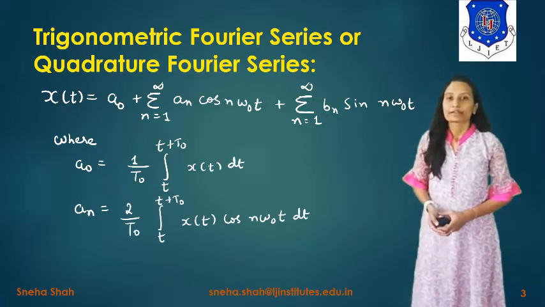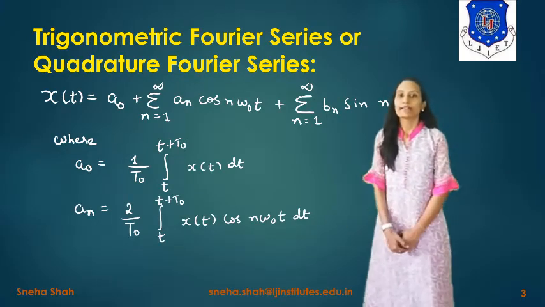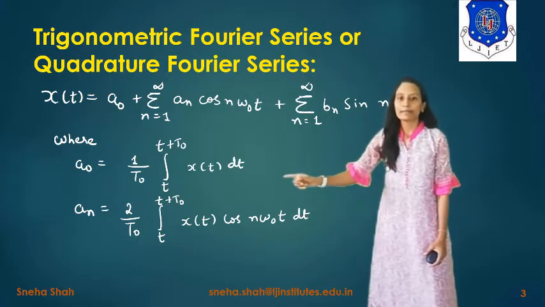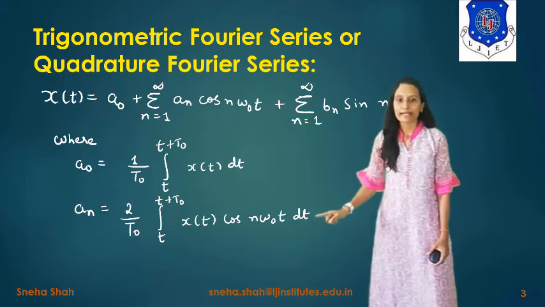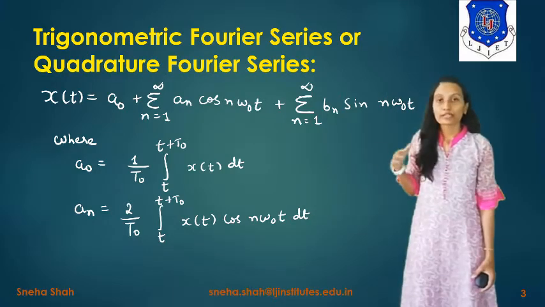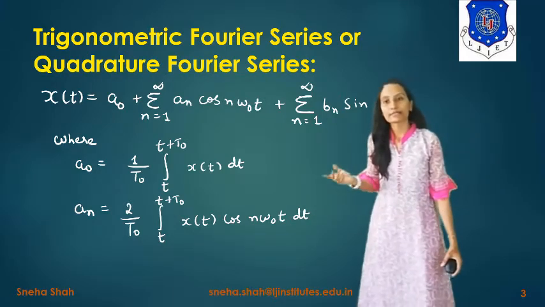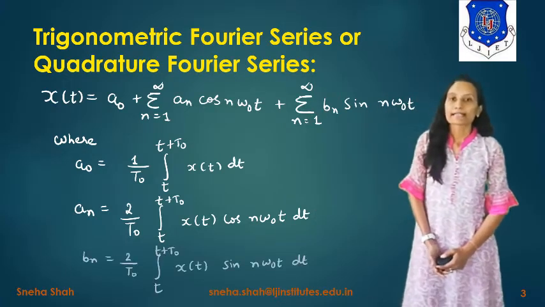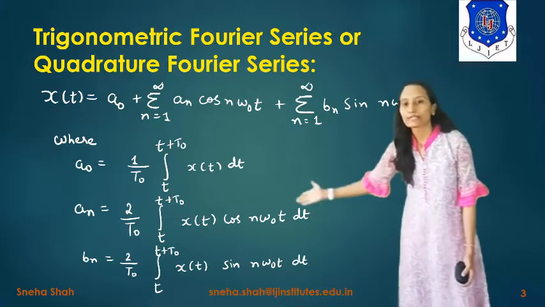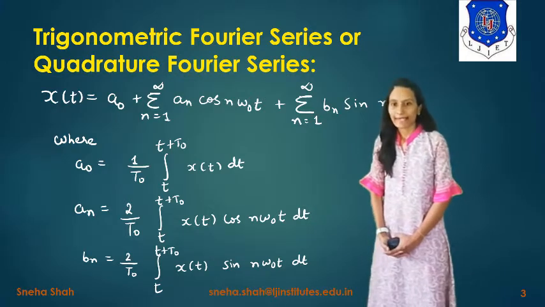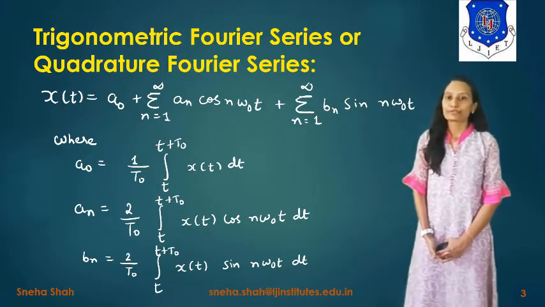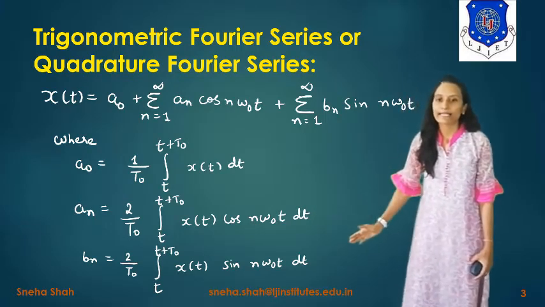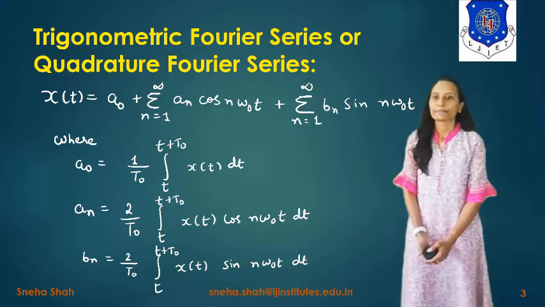Now the next coefficient is an. The value of an equals 2 upon t0 integration t to t plus t0 x of t cos n omega 0 t dt. So the cos terms, meaning even terms, give you the constant an, and the sin terms, or odd terms, give you the coefficient bn. The value of bn equals 2 by t0 integration t to t plus t0 x of t sin n omega 0 t dt.